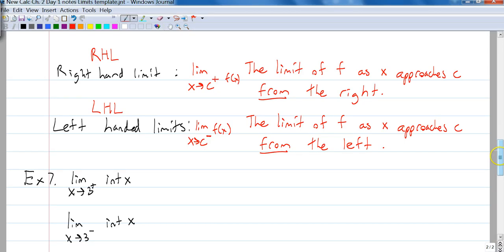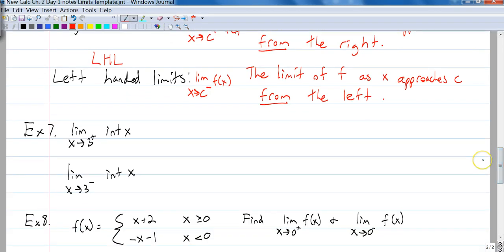So let's see how this works with graphs. So this is the graph. We want to know what the value of the limit is when you're approaching 3 from the right and from the left for the greatest integer function. This is also known as a step function. So if you graph this, here's 1, 2, 3, 4, 1, 2, 3, 4.